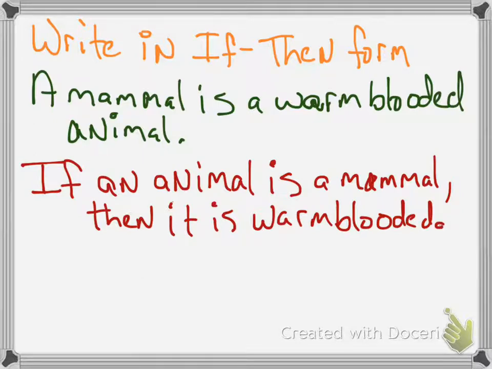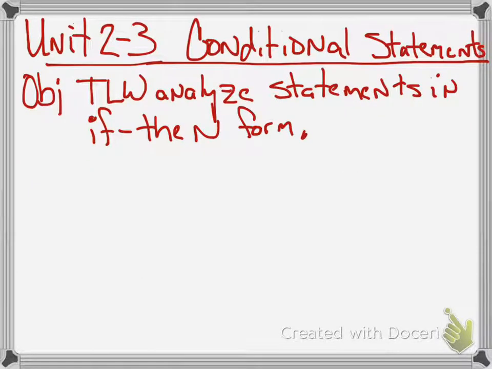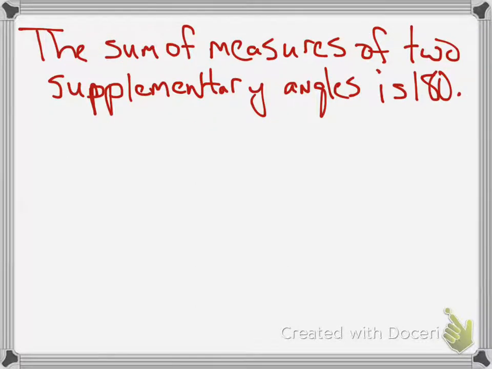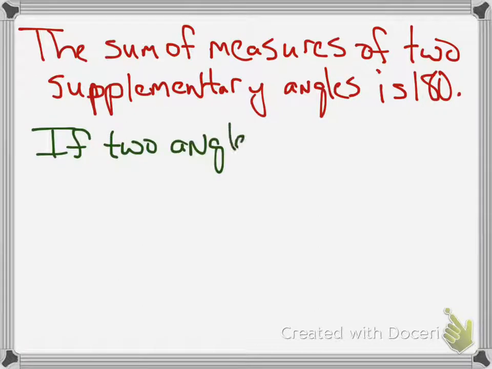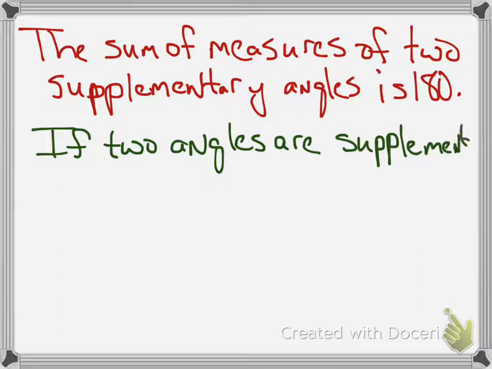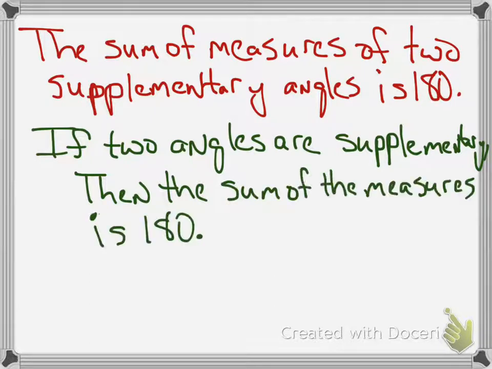I don't really have too many other examples because the book gave me all sorts of weird ones. Oh, I guess I did have more examples. Anyways, the sum of the measures of two supplementary angles is 180. So here's one that's about geometry. Imagine that. If two angles are supplementary, then the sum of the measures has to be 180. So you kind of see how that works. If something is supplementary by definition, then the two angles add up to 180. So that kind of gives you an idea.